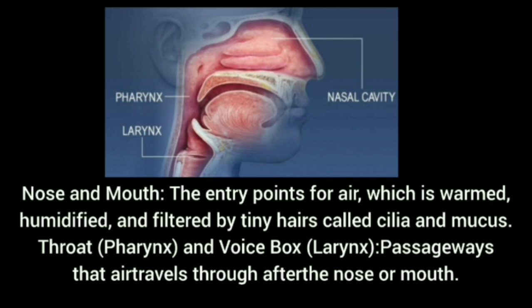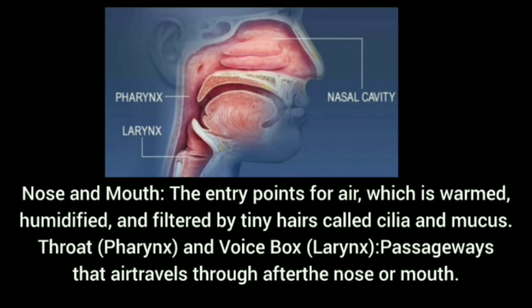The nose and mouth are the entry points of air, which is warmed, humidified, and filtered by tiny hairs called cilia and mucus. The cold air gets warmed, the warmed air gets humidified, and then it is filtered by the tiny hairs in the nose. These cilia and mucus filter the air before it enters the nasal cavity.